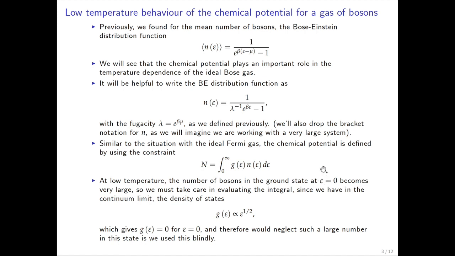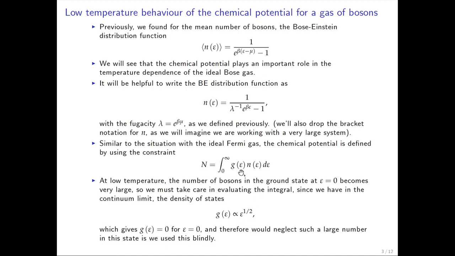Now, at low temperatures, by looking at this occupancy, you could see that the number of bosons in the ground state, if we set epsilon equals 0 here, could become very, very large. So we have to be a little bit careful when we evaluate this integral, and the reason is that remember we use the 3D particle in the box states, and we have this density of states that went like the square root of the energy, and of course you can see that this density of states g is 0 when epsilon equals 0.